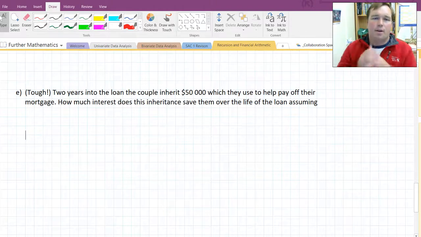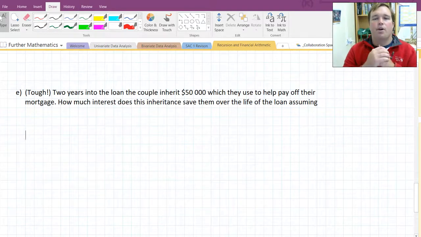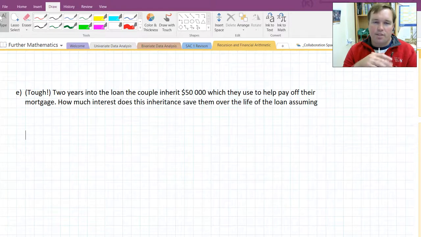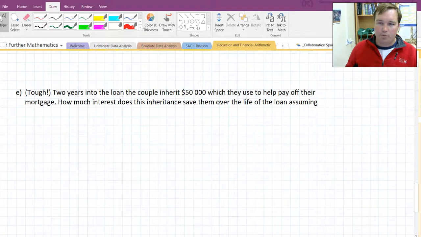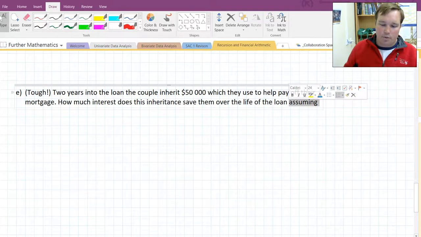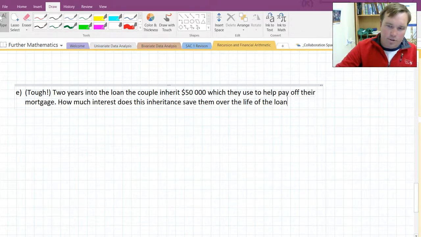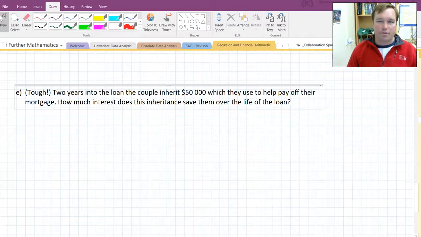Two years into the loan, the couple inherit 50 grand, which they use to help pay off their mortgage. How much interest does this inheritance save them over the life of the loan? Assuming they use all 50 grand to pay it off.